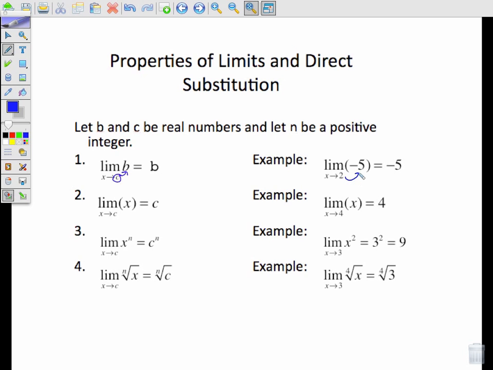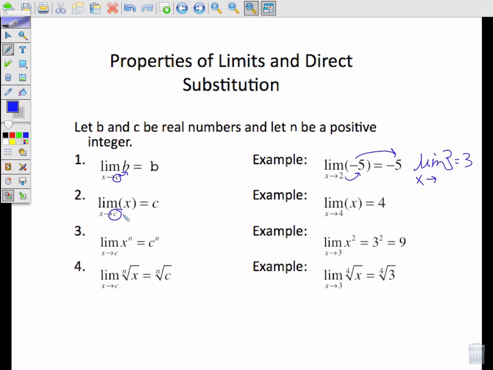Well, if I go to substitute in 2, there are no x's. So the result is just -5. I could do this: the limit as x approaches 0 of 3. So the answer is just 3. Okay, so that's always the case for finding the limit of a constant.